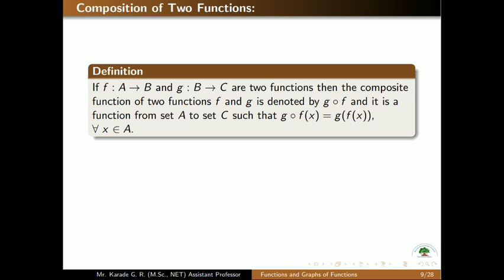Now next we define the composition of two functions. If f from A to B and g from B to C are two functions, then the composite function of f and g is denoted by g composite f, and it is a function from set A to set C such that g composite f of x is equal to g of f of x for all x belongs to A. So to define a composite function we need two functions. f is a function from set A to B and g is a function from B to C. Then the composition is denoted by g composite f, and g composite f is a function from set A to C.